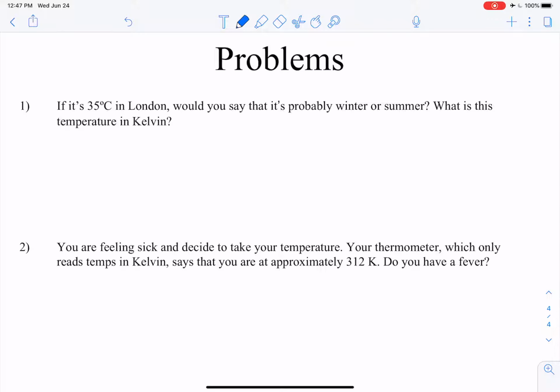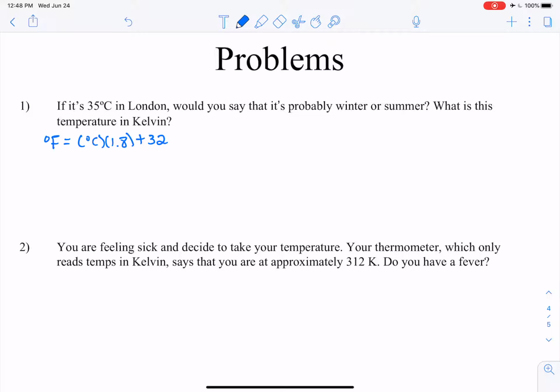So it's 35 degrees in London, and we want to know, is it probably winter or summer? Those of you who are really comfortable with the Celsius scale might be able to pick this out right away, but those of us who only know Fahrenheit will have to do the math. And then we want to know what the temperature is in Kelvin. You're going to want to write your equation out first, because then it gets in your head how to do this, and it makes it a lot quicker for quizzes and tests, and that's better for you.